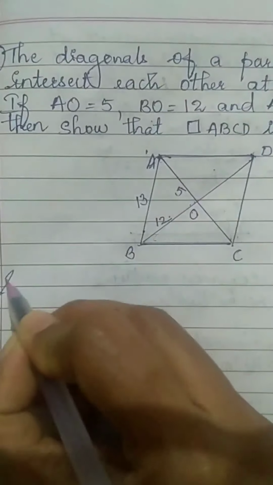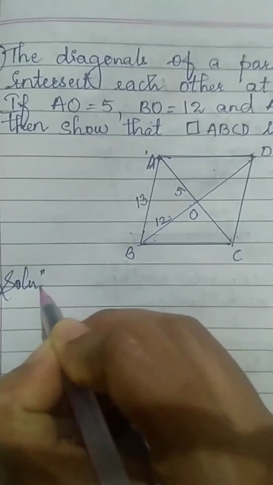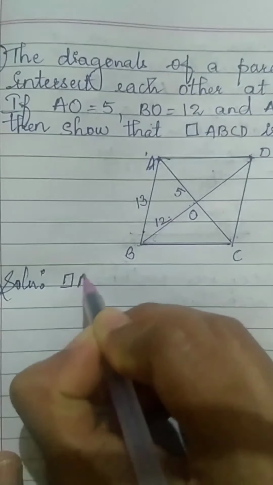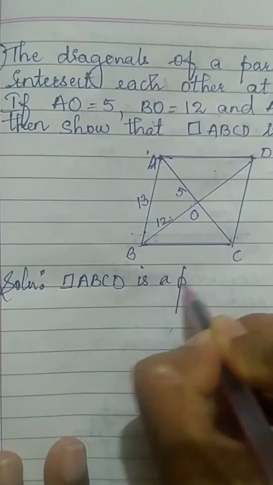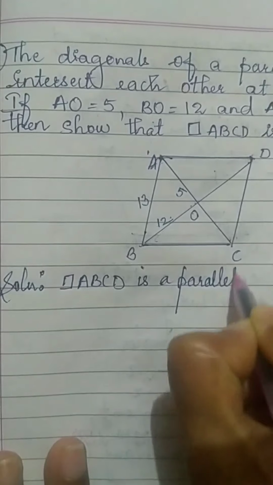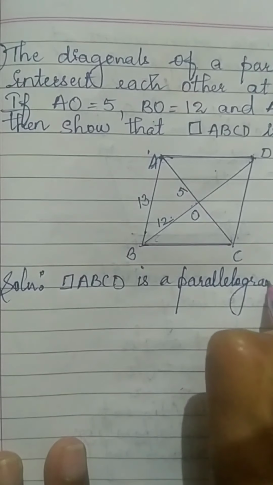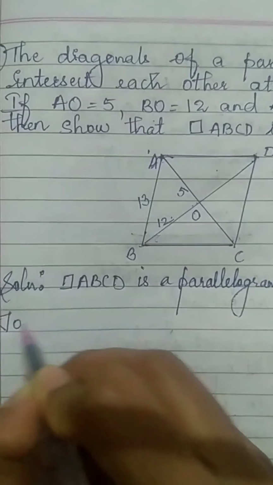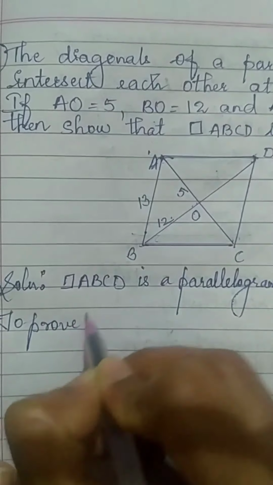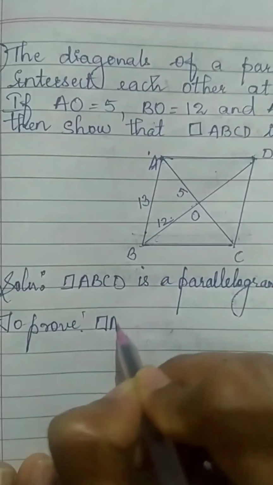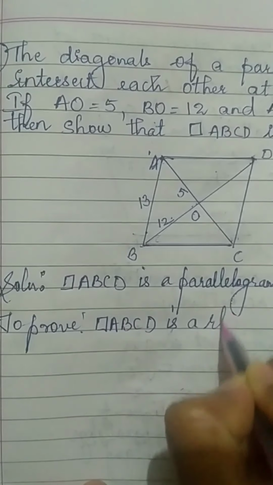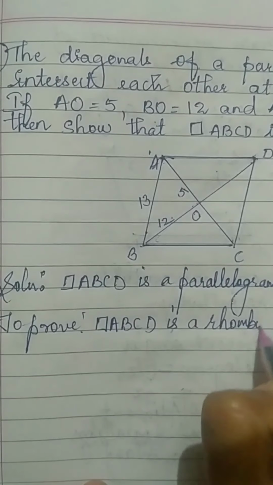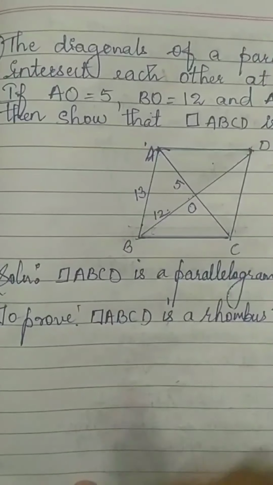So let us start with the given details. Solution. So we know that quadrilateral ABCD is a parallelogram. Here to prove is there, no? So we have to write in that format. To prove: quadrilateral ABCD is a rhombus. This we have to prove. How to prove that? There will be some solution.